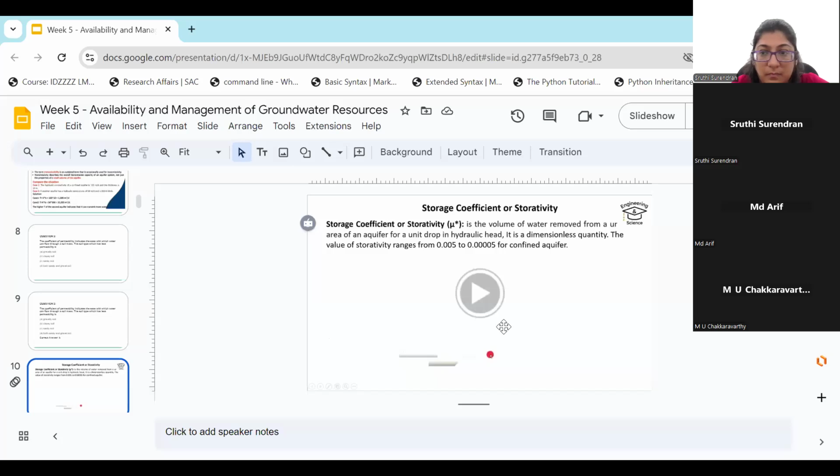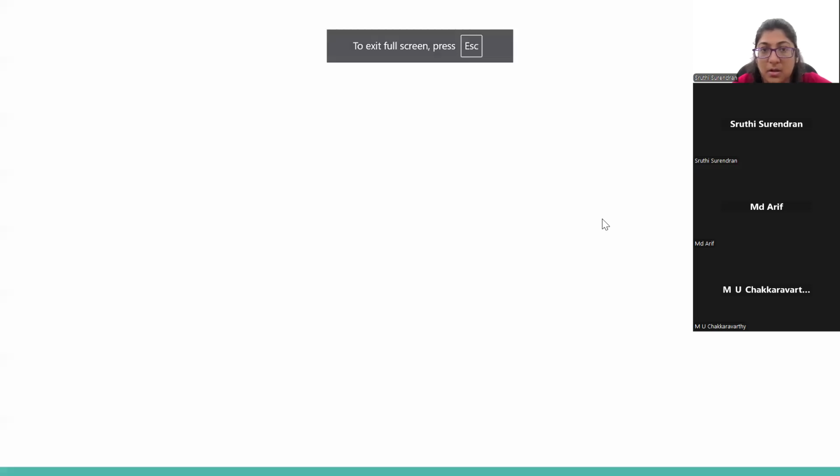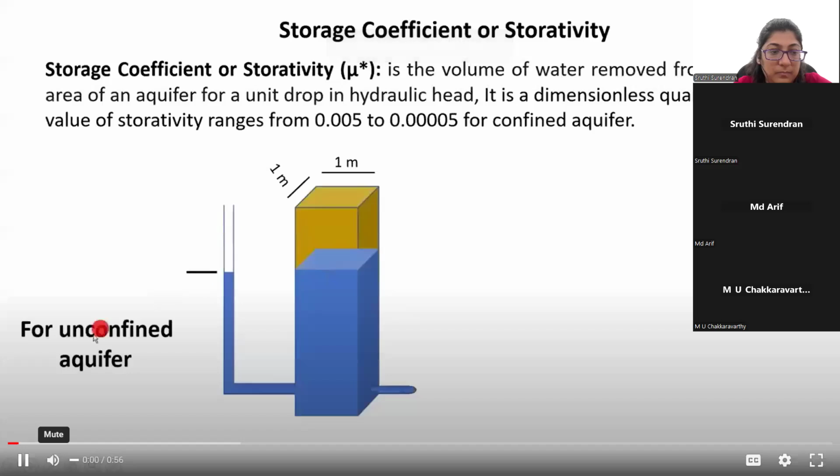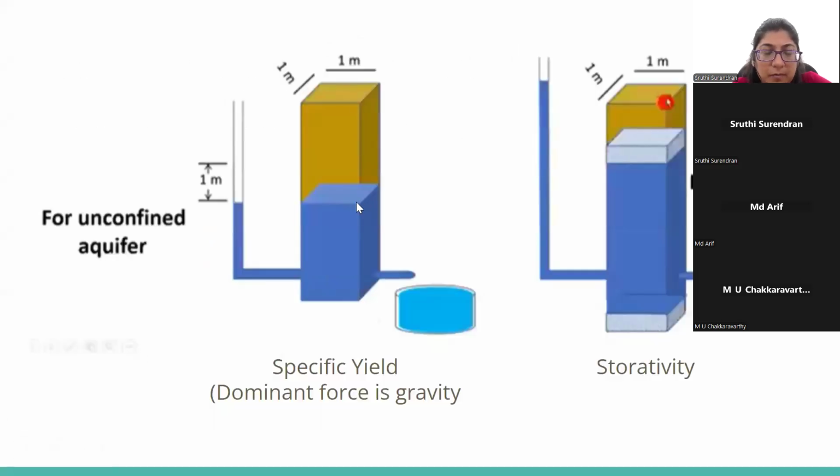Now, if you see here in this video, this is an unconfined aquifer. So consider an unconfined aquifer of unit cross-sectional area, that is, the width and the length are going to be 1 meter square. For such an aquifer, when 1 meter of pressure head of water is lost, then the corresponding volume that is lost as a result gives us the specific yield of the aquifer.